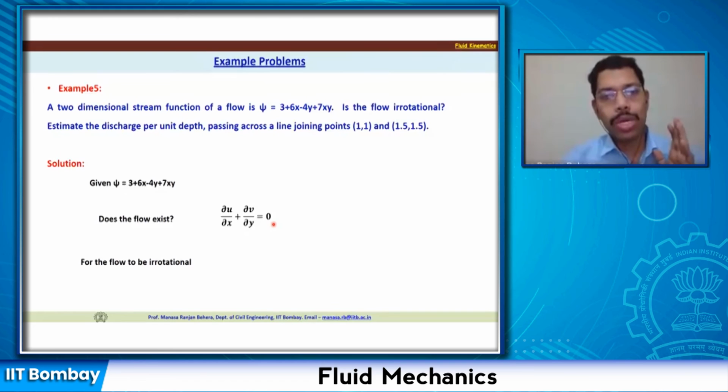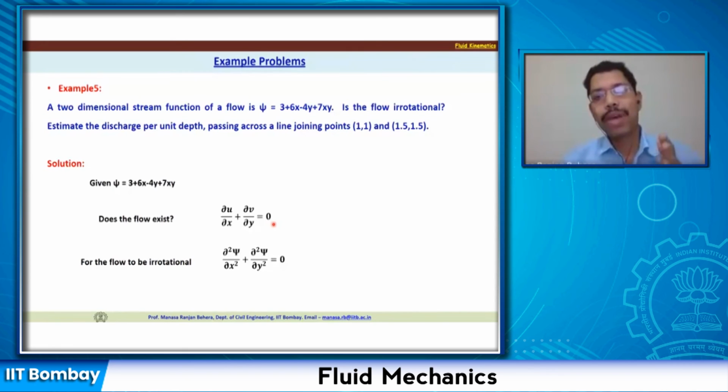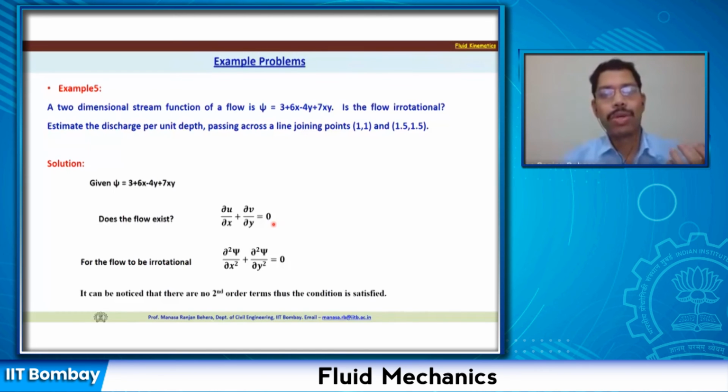Okay, so to get that, we have already seen either you can satisfy the rotational equation and find out omega z, or you apply that to the Laplace equation. That is, ∂²φ/∂x² + ∂²ψ/∂y² = 0. When you apply that, you see the psi function does not have any second order term, and when you take the second order derivative, obviously this will disappear. Okay, so it will become 0. Both the continuity equation and the irrotational condition are satisfied, so the flow is irrotational.